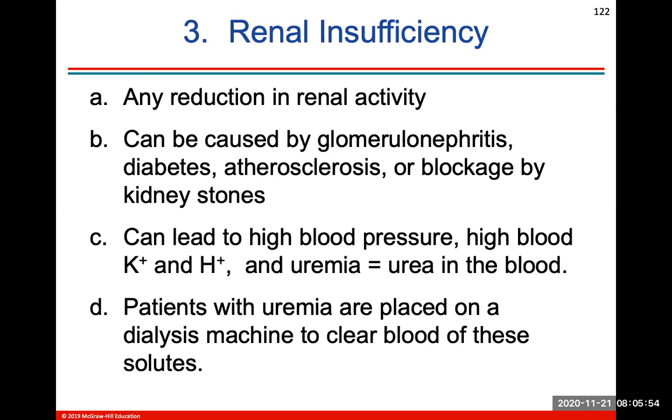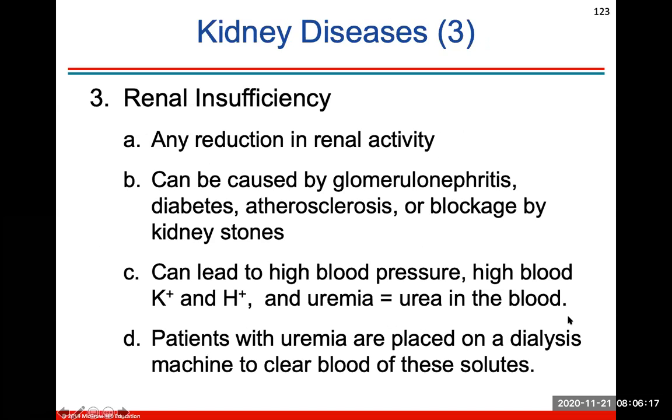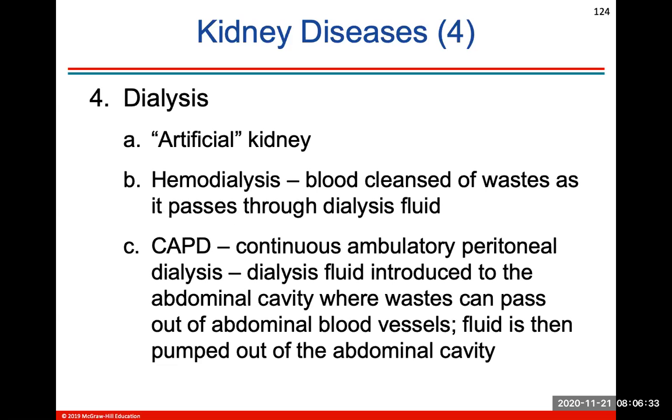Renal insufficiency is any reduction in renal activity. It can be caused by glomerular nephritis, diabetes, atherosclerosis, or blockage by kidney stones. And it can lead to high blood pressure, high blood potassium and hydrogen, and uremia, which is urea in the blood. Patients with uremia are placed on dialysis machines to clear the blood of those solutes.